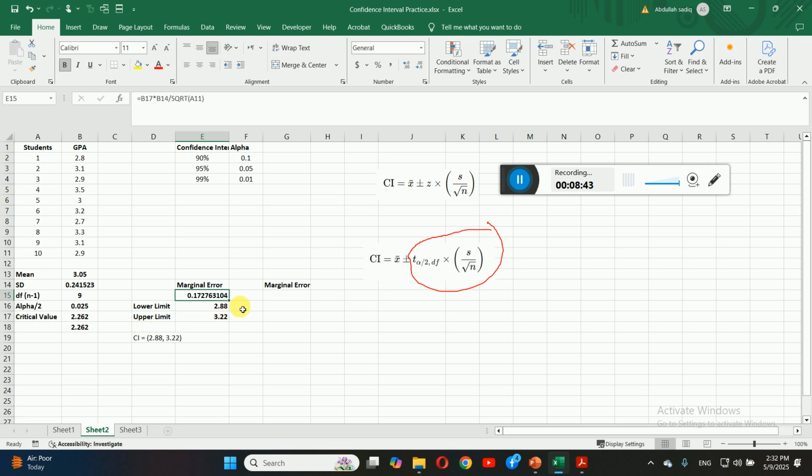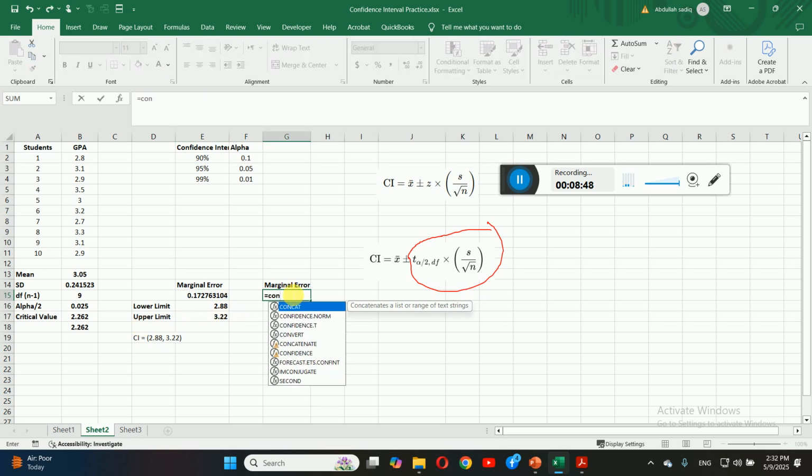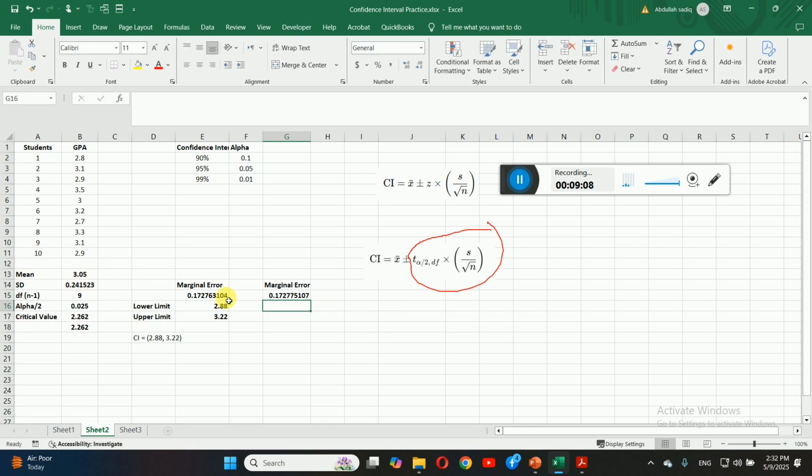But in Excel, we have a function directly for marginal error, and that is CONFIDENCE.T. For the z-score we had CONFIDENCE.NORM, and here we have CONFIDENCE.T. Straight away, just take the alpha value here, and then the standard deviation, which in our example is this, and then the size. The size is 10. Press enter, and that gives the same marginal error.